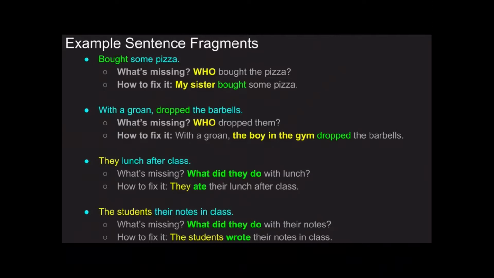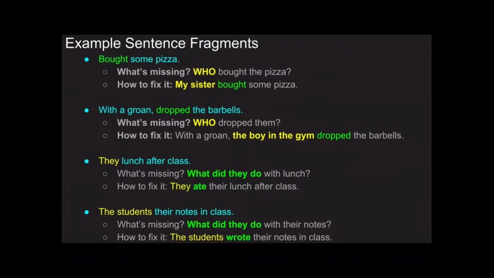In the third example, it says, they lunch after class. That sounds really quirky to me because I definitely realize it's missing something. And in this case, it's missing the verb. We know they is the subject, but what did they do with their lunch? Did they eat it? Did they throw it away? Did they buy it? We're not sure.